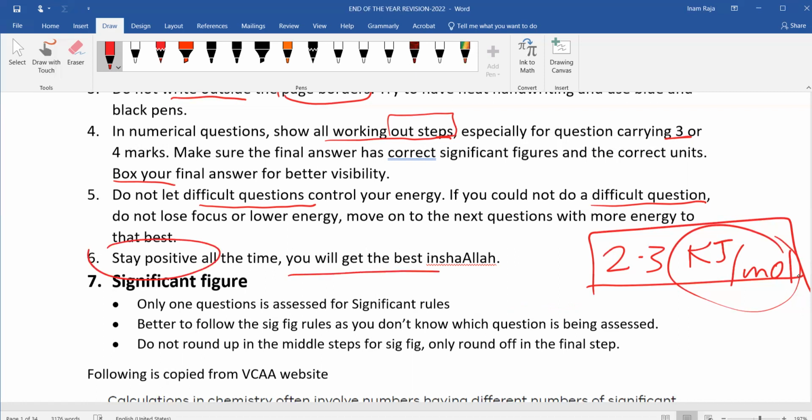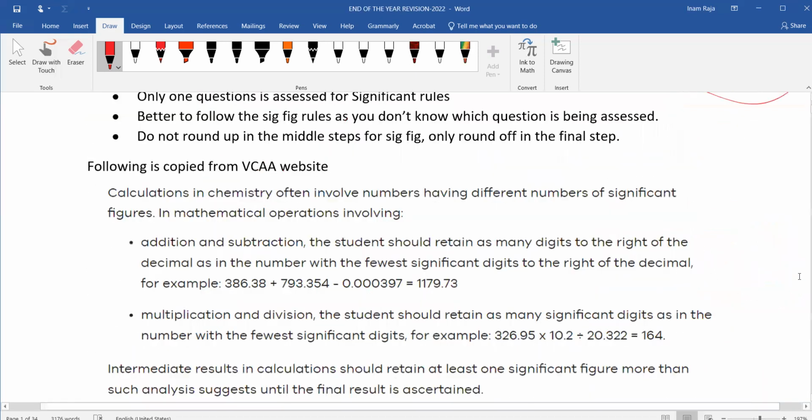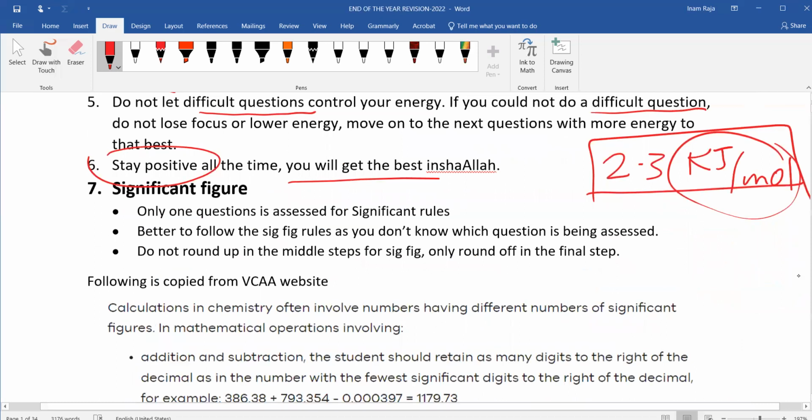This is before the revision, some suggestions. Now, significant figures: you'll have only one question which you don't know. Assessors will be told to mark that question for significant figures, which means you can lose a maximum of 1 mark if you don't use significant figures correctly. But because you don't know which question is being marked for Sig Figs, you have to treat every single question as that question, and you need to be careful with your Sig Fig calculations.